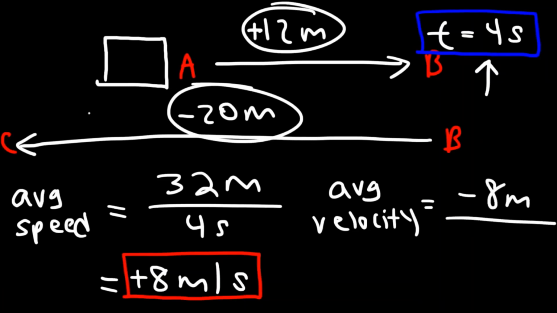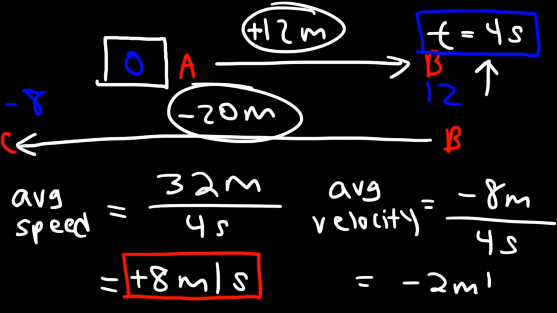Now keep in mind that we can also do this with a number line. Let's say A is at position 0, B is at position 12. And if we do 12 minus 20, you can see that C is at position negative 8. The difference between these two positions is negative 8, and that's the displacement: the final position, negative 8, minus 0. Now let's divide by 4 seconds. So the average velocity is negative 2 meters per second.